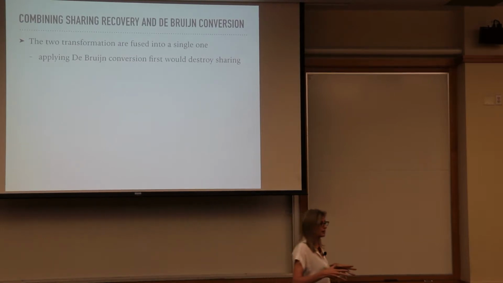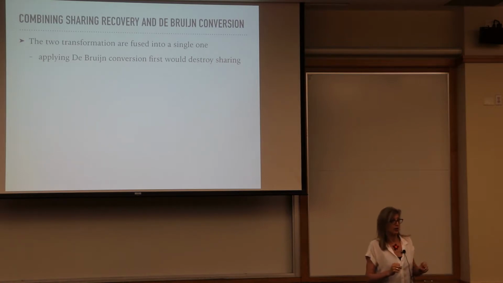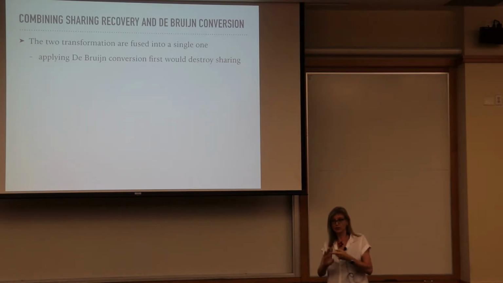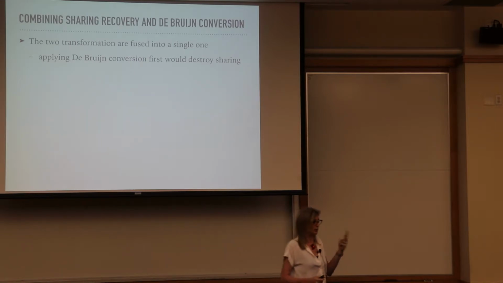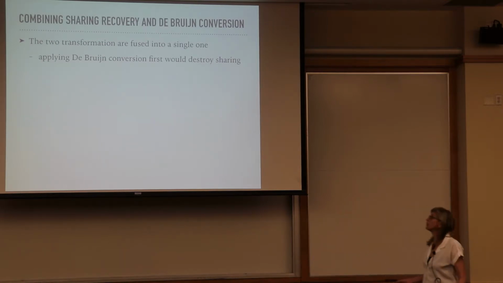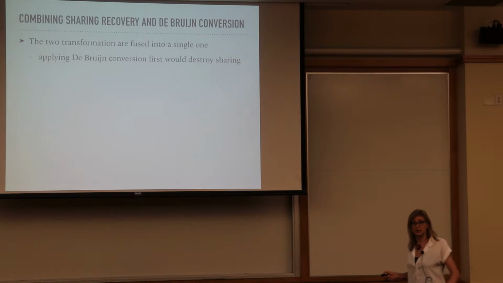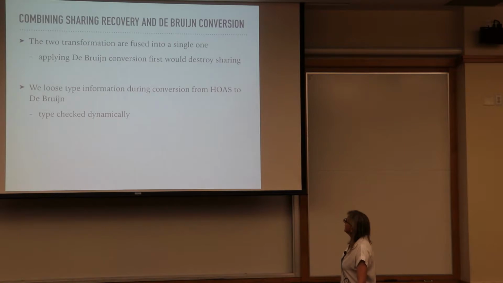What we do is basically fuse the two transformations, the De Bruijn conversion we talked about yesterday and the sharing recovery, in one. We can't do the De Bruijn conversion first, because otherwise we would destroy the sharing information. But it's a lot easier to do it at the same time. There's one less nice property about this transformation.